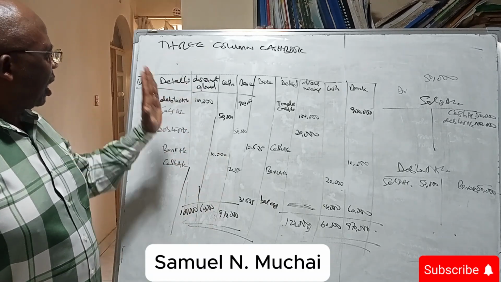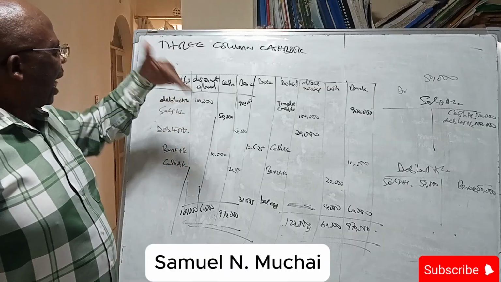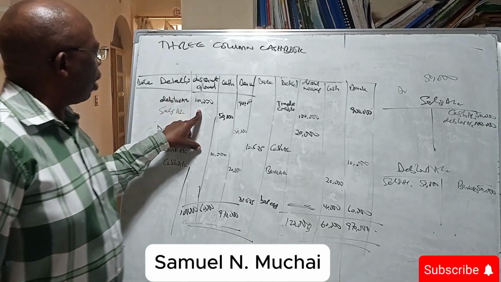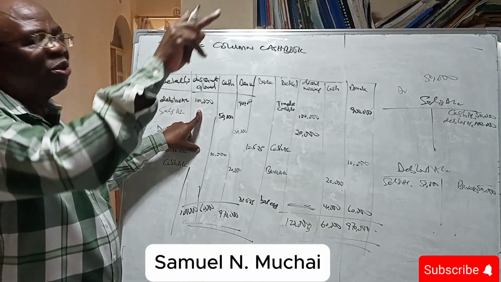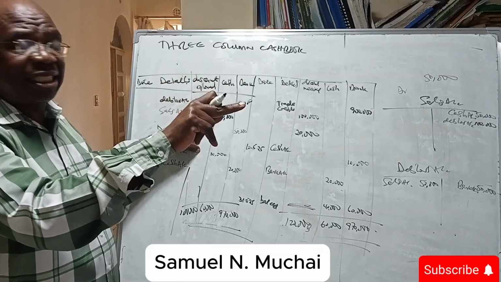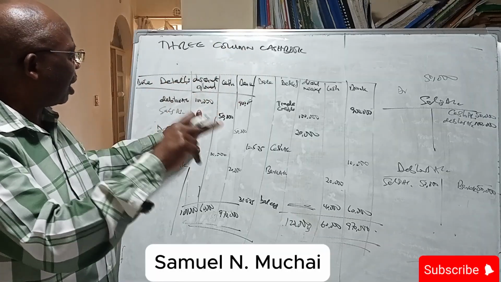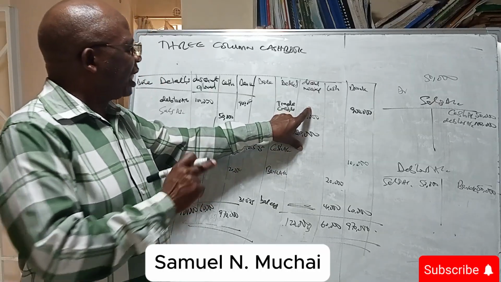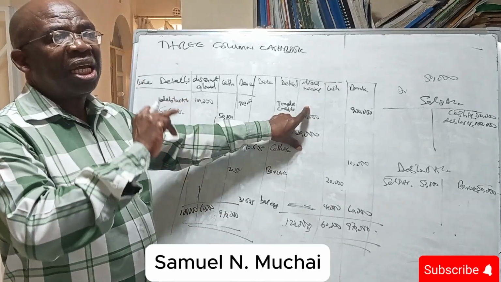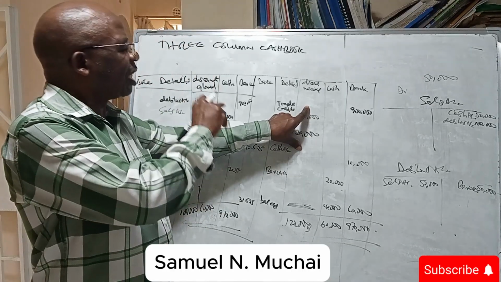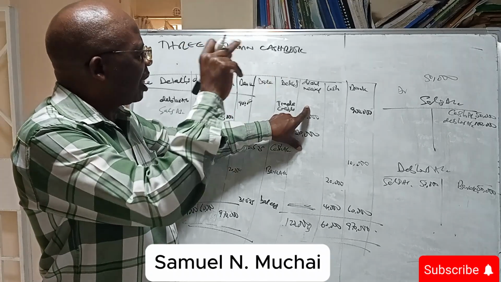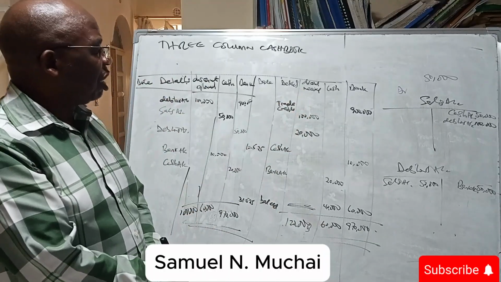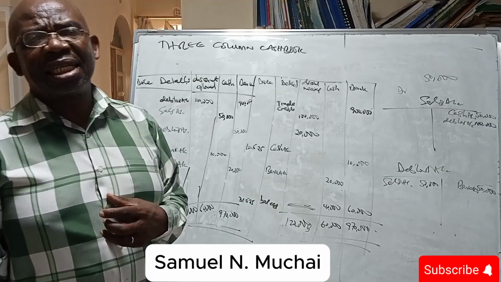The only difference between a double column cash book and a three column cash book is the discount account. On a daily basis, we debit the discount column as we credit the individual debtors account in the debtors ledger. For the creditors, on a daily basis, we credit the discount received column as we debit the individual suppliers account in the creditors ledger.